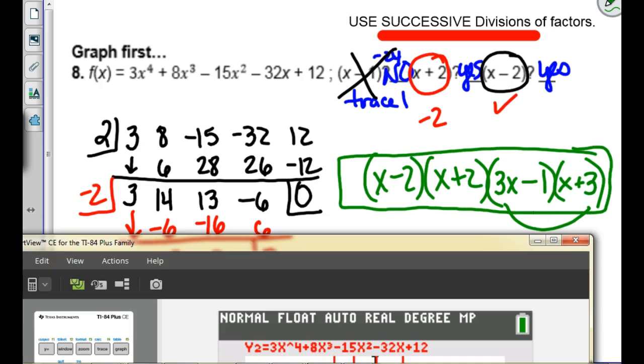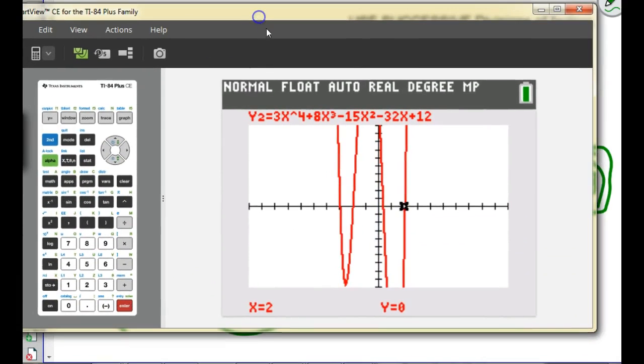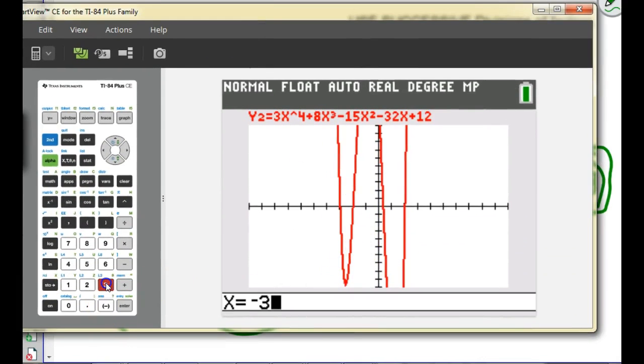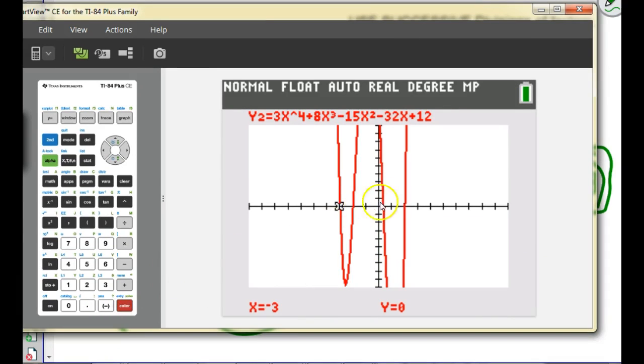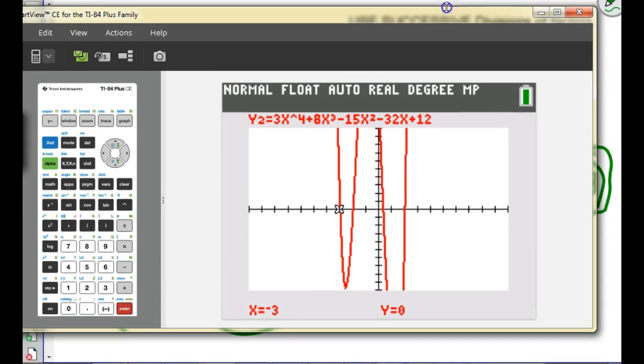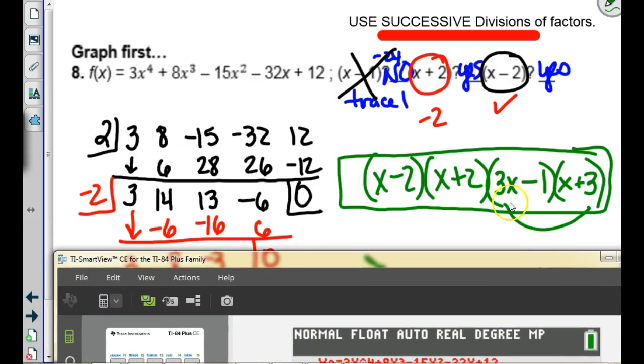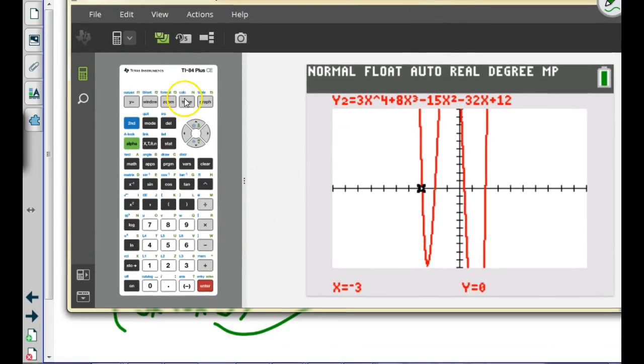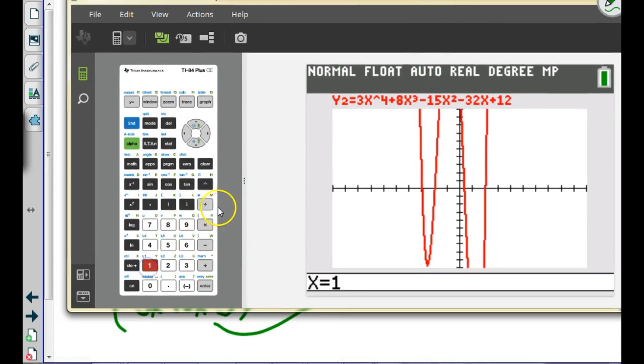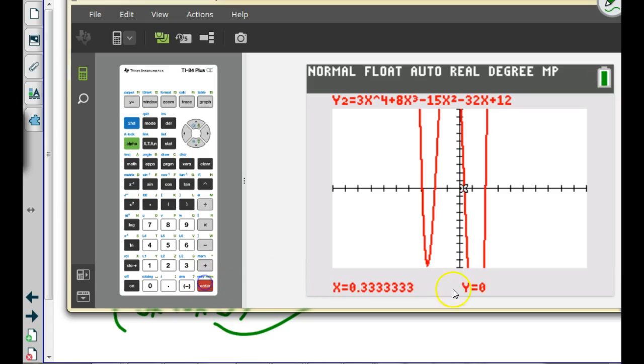If I went back to my graph, negative 3 should work. I think we already tried that once, didn't we? What else did we get the other 0 to be? Exactly. 3x minus 1 makes the 0 what though? 1/3. So if we went trace 1 divided by 3, it should come out exactly 0. Okay. All right.